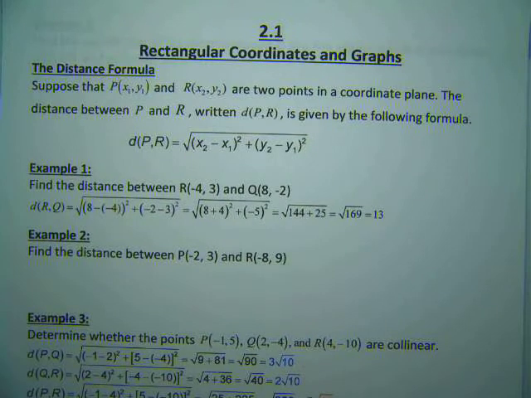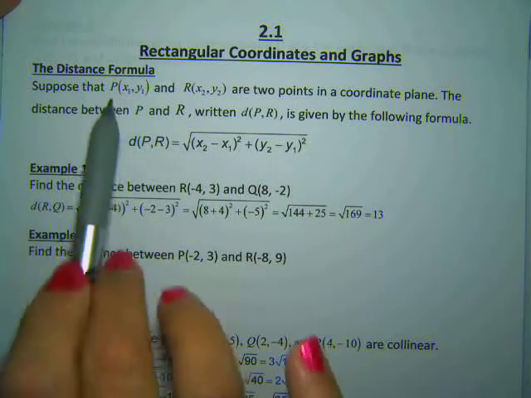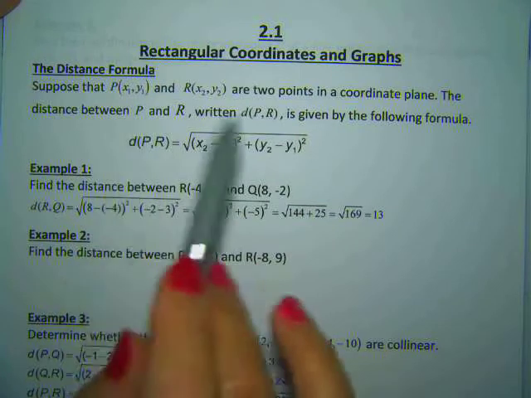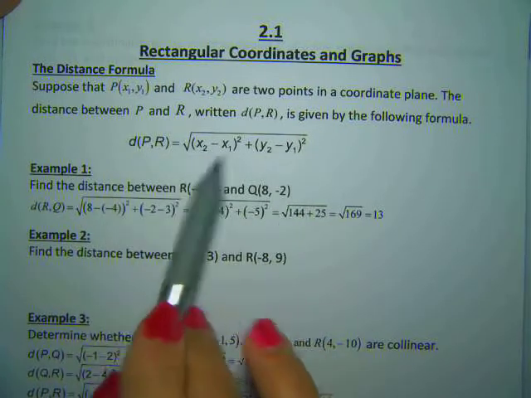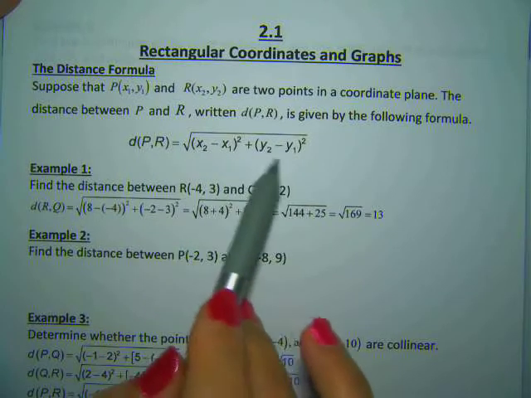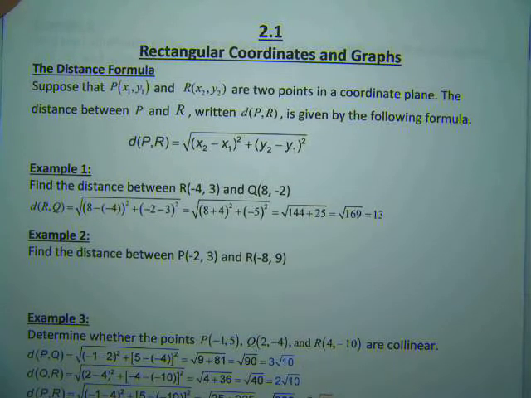In rectangular coordinates and graphs, in this section we're only going to cover two formulas. The first one is the distance formula, which tells us that the distance between any two points (x1, y1) and (x2, y2) is given by the square root of (x2 minus x1) squared plus (y2 minus y1) squared. And in the animation and in the videos of my MATLAB, you're going to see how we came up with this formula.